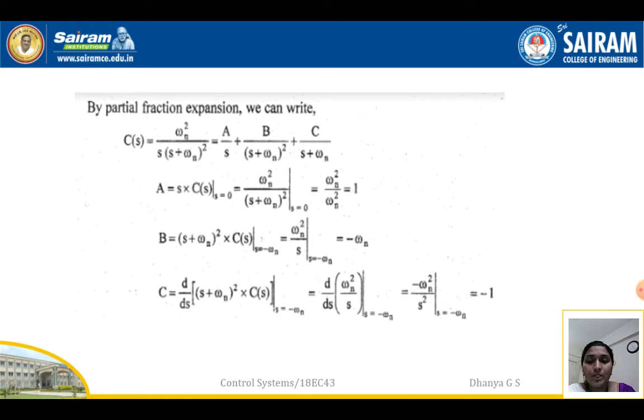Now we have to find what is b. When you are finding b, you have to multiply C of s with (s plus omega n) the whole square and let s is equal to minus omega n. Once you substitute, you will get b value as minus omega n. Now we have to find c. When you are finding c, first you have to differentiate (s plus omega n) the whole square times C of s, and then let s is equal to minus omega n. Once you go for differentiation and letting s is equal to minus omega n, you will get the value of c as minus 1.